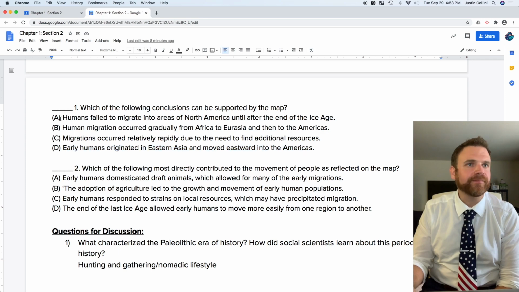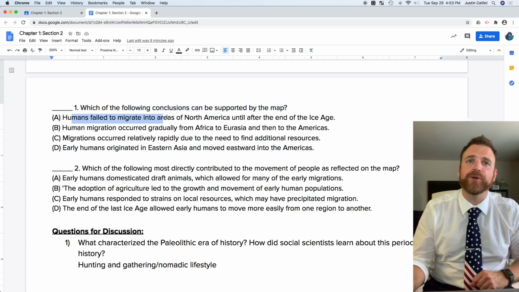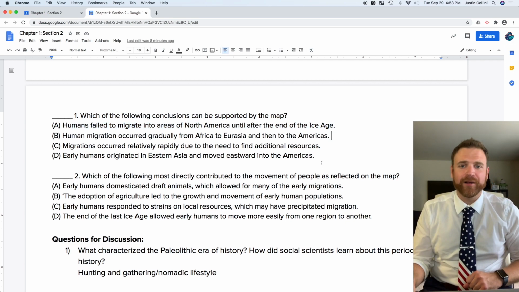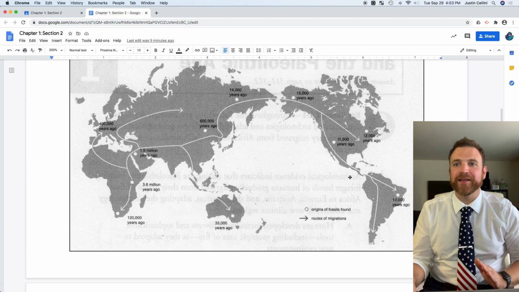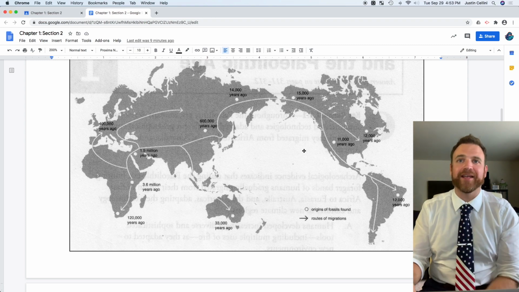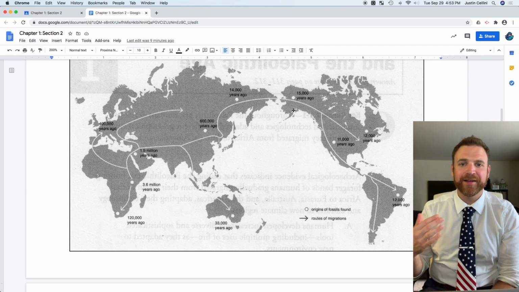All right? Choice A says humans failed to migrate into areas of North America until the end of the Ice Age. Well, I said the Ice Age ended roughly 15,000 years ago. Okay? Well, it looks like humans got down there during the Ice Age. This is 12,000 years ago, 11,000 years ago, 15,000. Look, the Ice Age just ended, okay? And humans are in Alaska. So something had to have happened for them to get there.